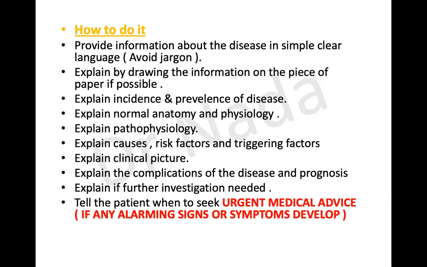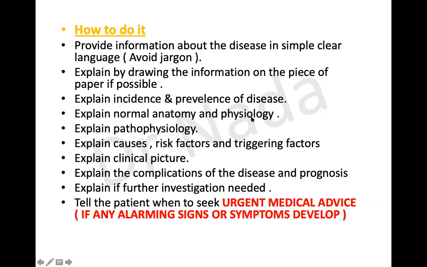Let's say you are explaining an autoimmune disease, which is much commoner in females than in males, like SLE or rheumatoid arthritis. So you say that this disease can happen equally in males and females, but it is more commonly affecting females, and so on, okay? So the incidence and prevalence of the disease, if you have simple information about it.